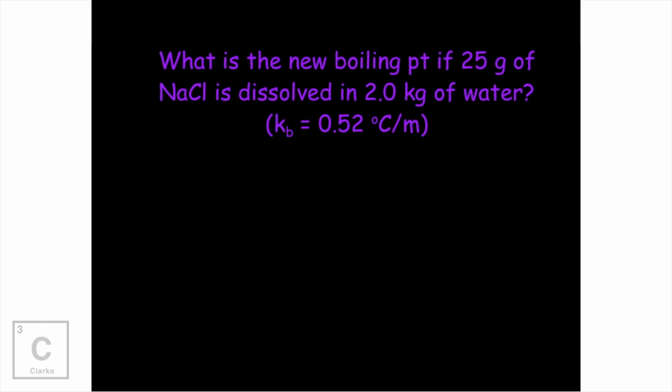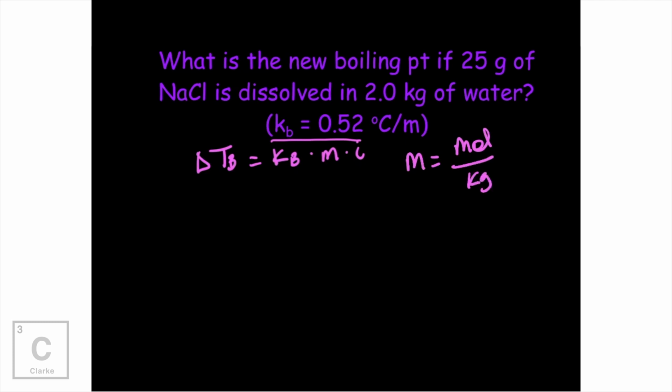Now let's try out these formulas. What is the new boiling point if 25 grams of NaCl is dissolved in 2 kilograms of water? And there's that molar boiling point constant. Okay, let me write the formula so we can remember what that looks like. The change in the boiling point equals the constant times the molality times the Van't Hoff factor. Let's go ahead and label these units. So Kb, I'm not going to label it because it's given right there. Molality, there's nothing in this problem that mentions the molality. So let's also write that formula. Remember molality, little m, and that was going to be moles over kilograms. So we're going to have to solve that.